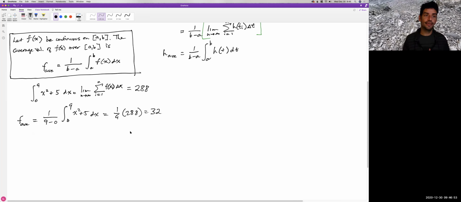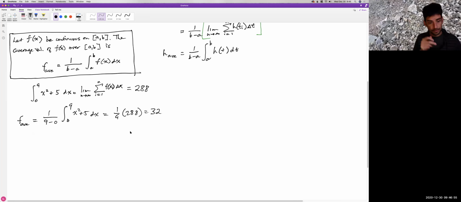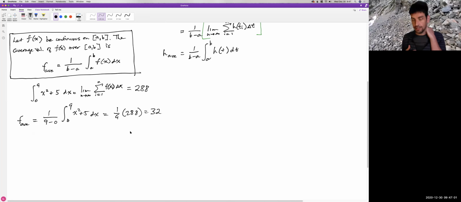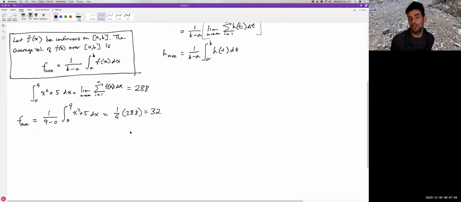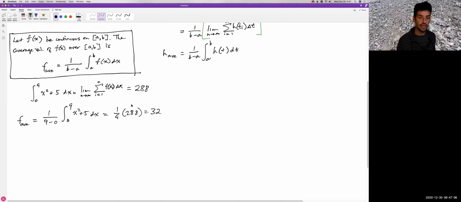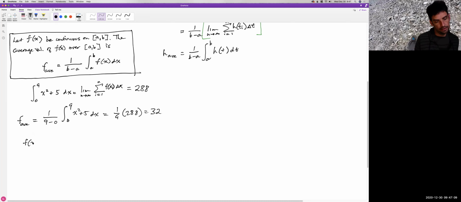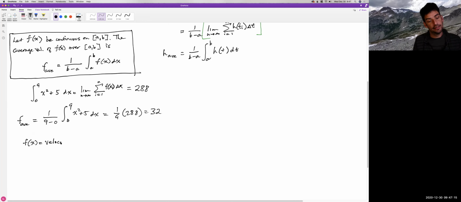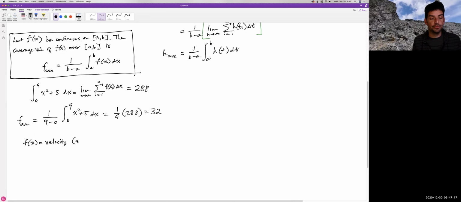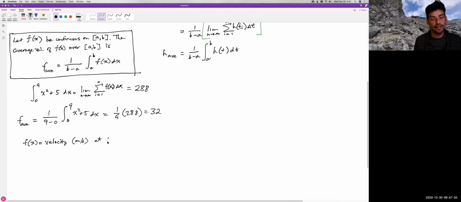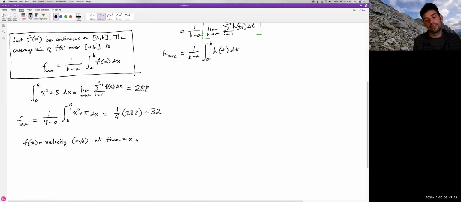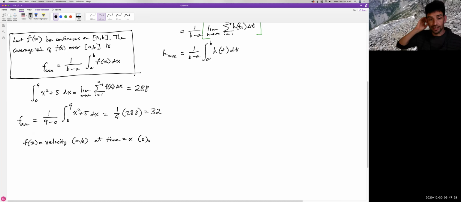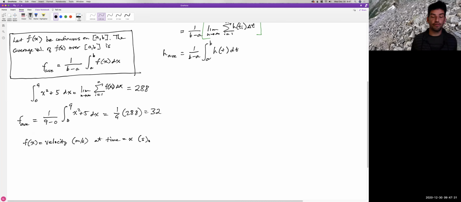Let's give this a little bit of meaning, okay? Let's try to add some meaning to this. Let's pretend this function f of x represents something. Let's say that f of x is equal to the velocity of some object in meters per second at time x in seconds. So we input a number of seconds and we output the velocity of our function.